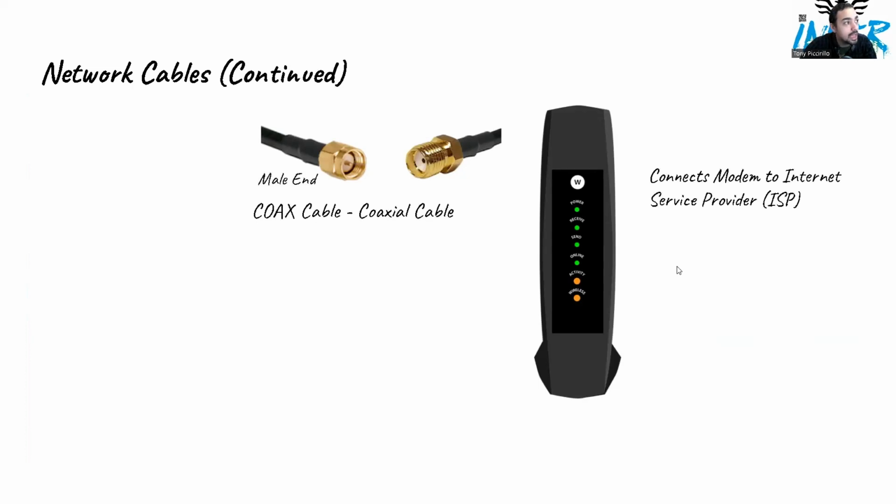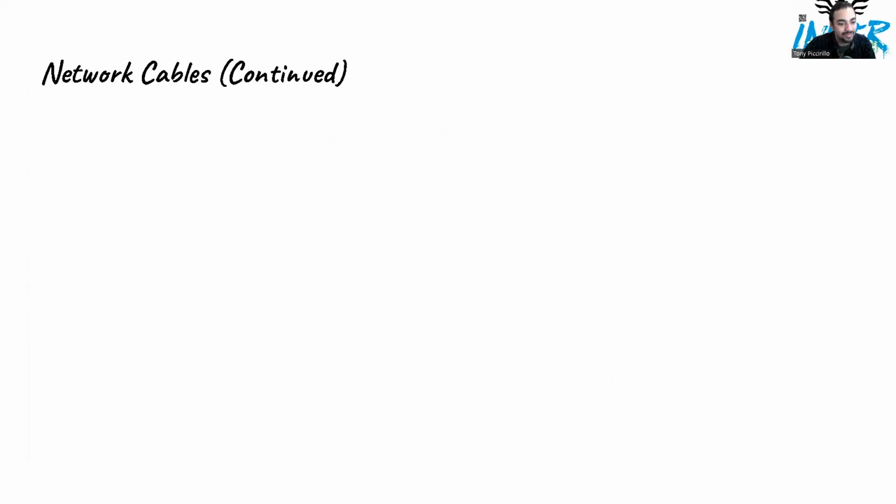Coax cables have a male and female end. The male end has a pin in the middle. The female end has a hole in the middle. So, see why they call them male and female ends now? Next, let's look at fiber cables.